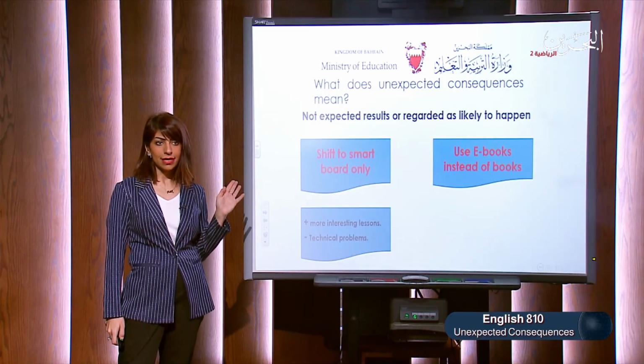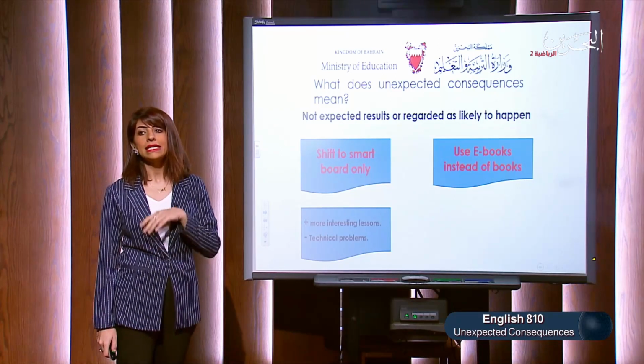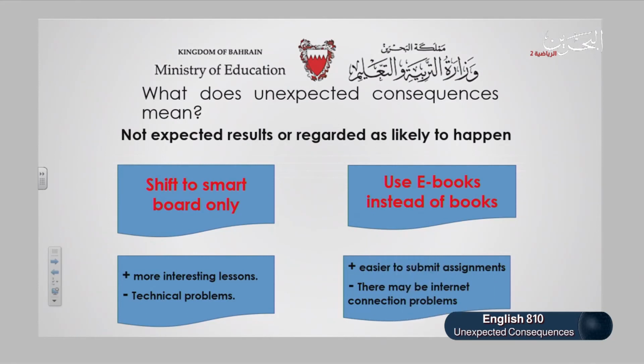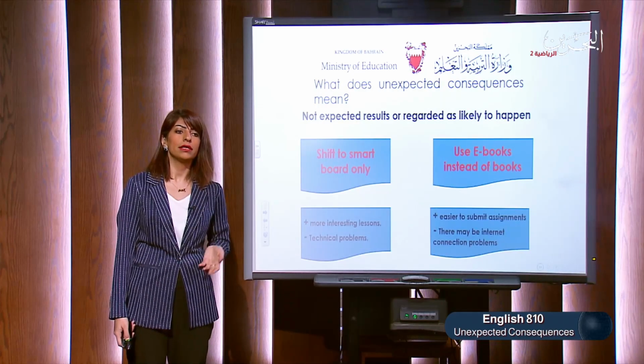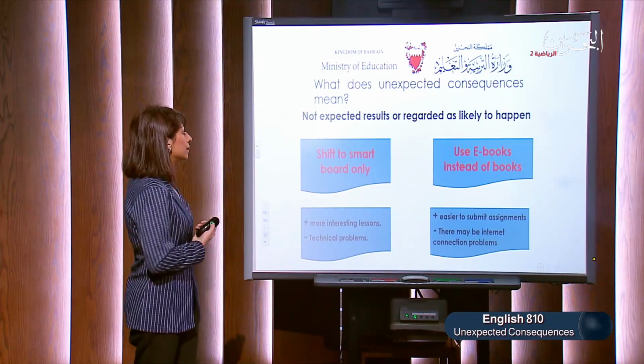Let me clarify that in an extra example. Let's assume that you're going to use e-box instead of the regular box. What's going to happen? One of the positive consequences, it will be easier to submit assignments. But negative point, there may be internet connection problems. For example, one of the students has poor internet connection, then it will be so hard for him to follow up with the students and the teacher.